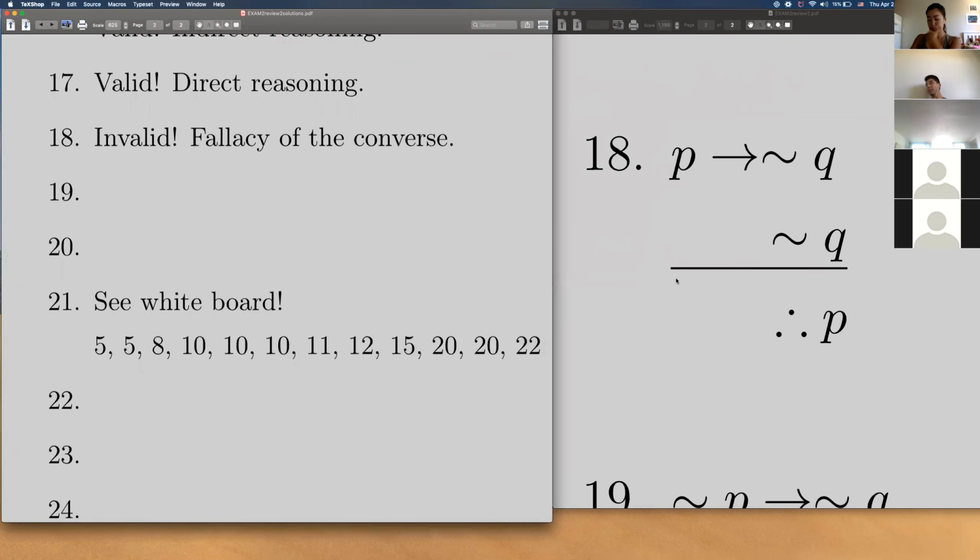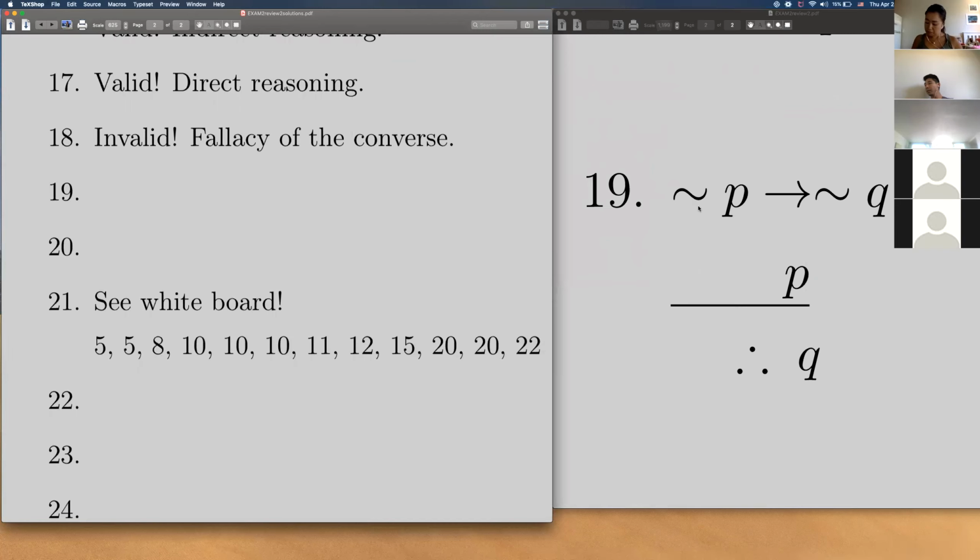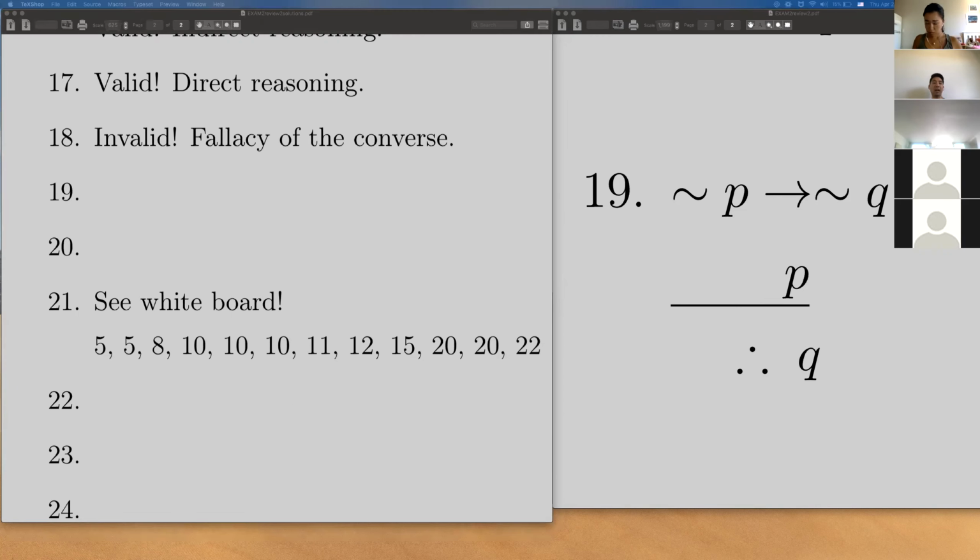Okay, number 19. We got the left side, we got the right side. This is the negation of the left side, right? Not P negated is P. And the negation of the right side, the negation of not Q is back to Q. So negation left, negation right, that's the inverse pattern, which makes it, again, invalid, fallacy of the inverse.